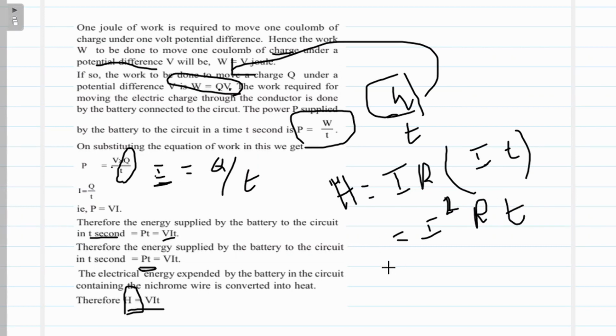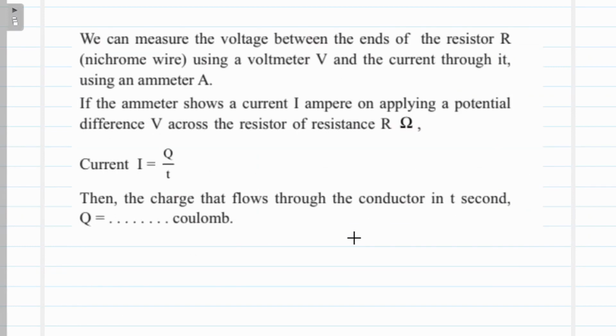So heat energy is produced by how much quantity? What is the equation for heat energy? I squared R into T. That is the equation. Got it? Let me say it once again. We have to calculate the voltage difference and current from the circuit. That means we have to calculate V and I at the resistance R.